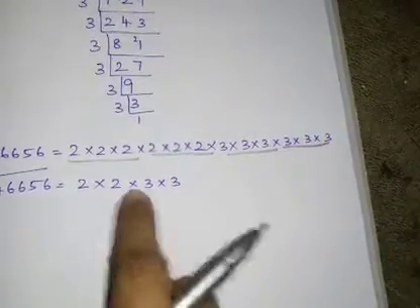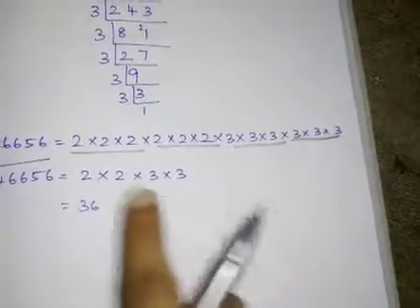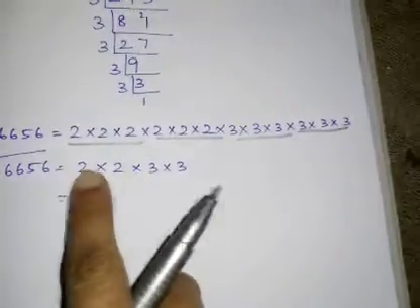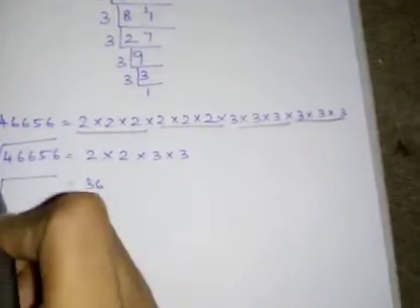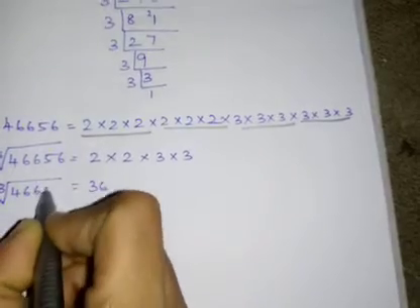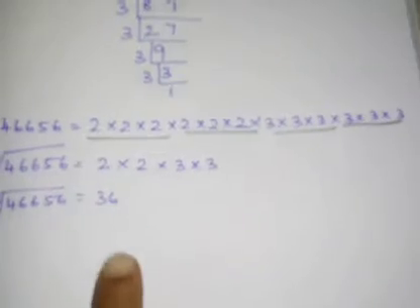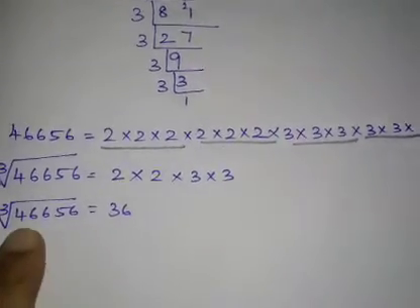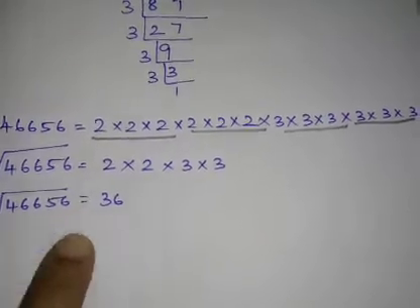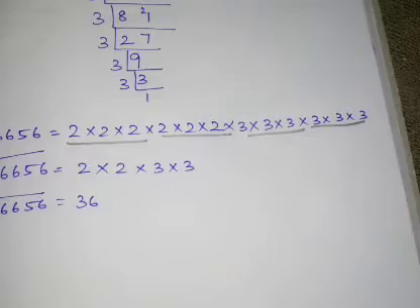So 2 2s are 4. 4 3s are 12. 12 3s are 36. Yes, you can write 2 2s are 4, 3 3s are 9, 9 4s are 36. So what is the cube root value? Cube root of this 46,656 is nothing but 36. So when you multiply 36 into 36 into 36, you will get this 46,656.